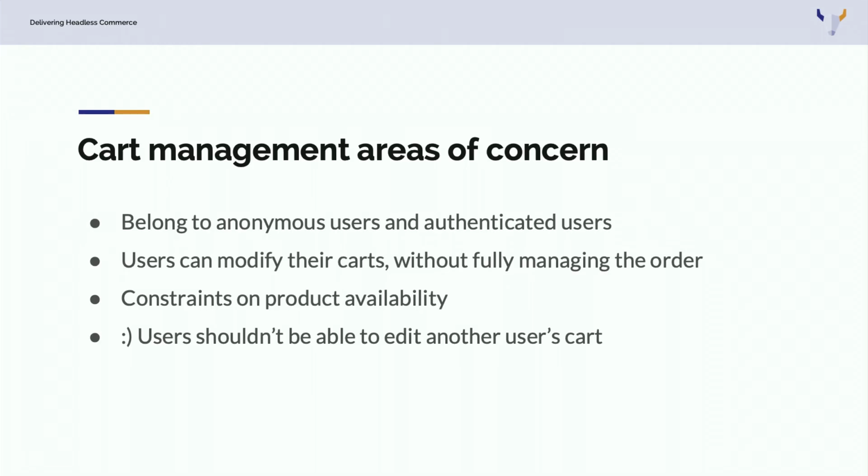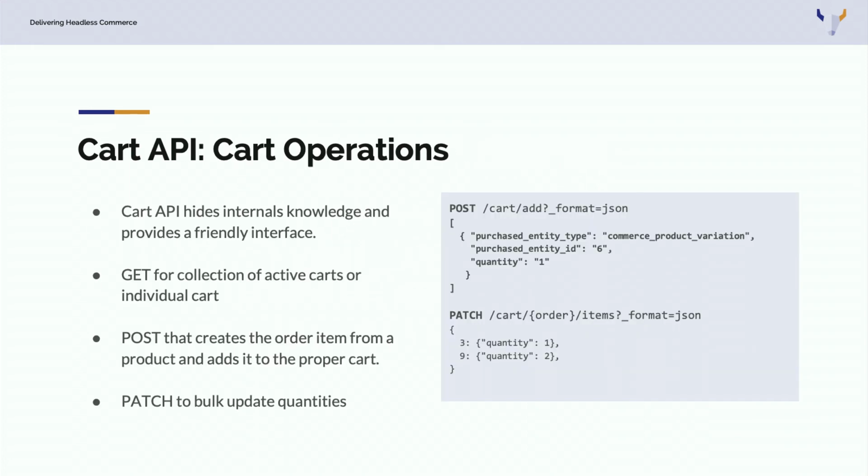If you caught my Road to Headless Commerce talk last year, this was our big focus. How can we at least manage carts in a decoupled fashion? Because why are carts hard? They need to belong to anonymous and authenticated users. Users can modify their carts, but they shouldn't be able to delete them or edit things that aren't the order items. You need constraints on product availability. Should they be able to add something to the cart that's not available, then go to checkout? And people shouldn't be able to edit other people's carts. I shouldn't be able to figure out your order ID and start adding things to your cart mid-checkout, and then you pay all this money.